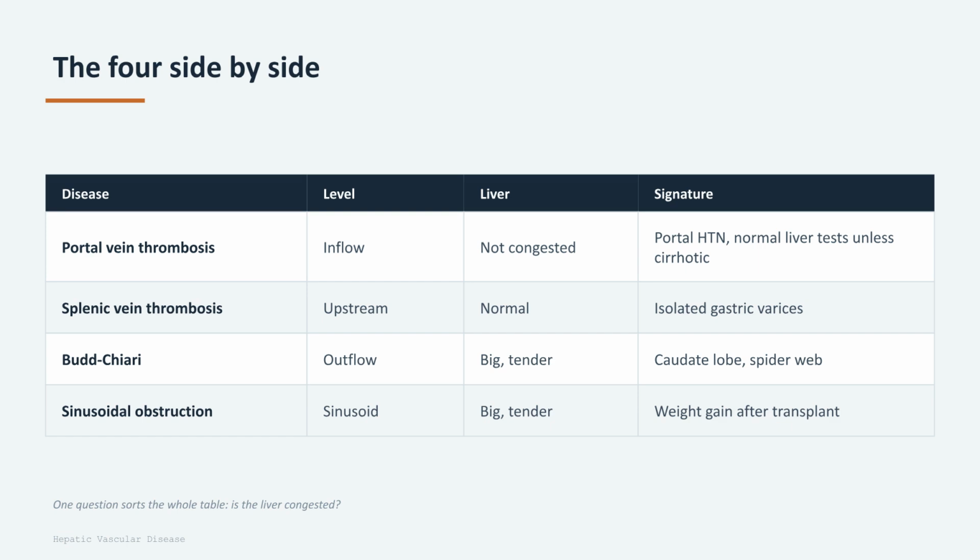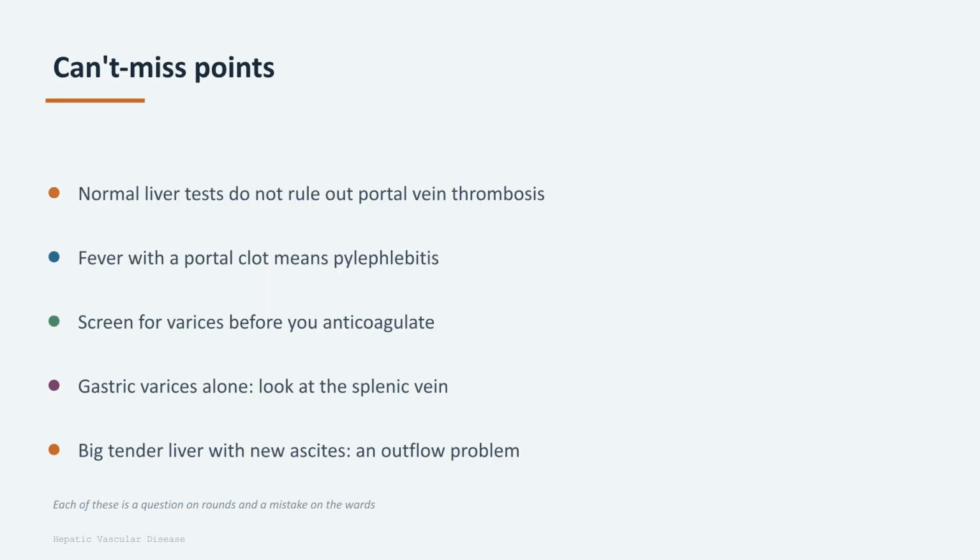Here they are together. Portal vein thrombosis, an inflow block. The liver is not congested, so expect portal hypertension with normal liver tests, unless the patient is cirrhotic. Splenic vein thrombosis. Even further upstream, the liver is untouched, and the signature is isolated gastric varices. Budd-Chiari syndrome, an outflow block. A big tender liver. Look for the enlarged caudate lobe and the spider web. Sinusoidal obstruction syndrome. Blocked inside the lobule. Again, a big tender liver, usually after a stem cell transplant. One question sorts the whole table. Is the liver congested?